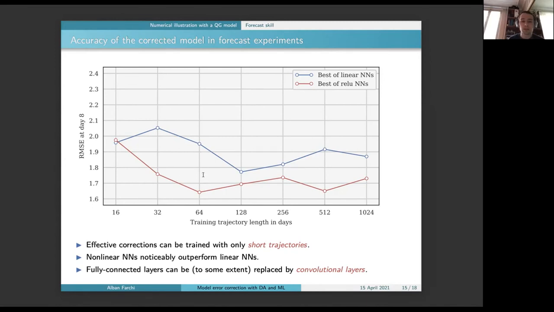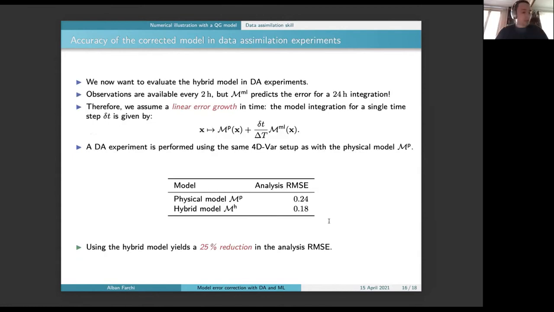Furthermore, we see that nonlinear neural networks noticeably outperform linear ones, which is a sign that nonlinearity plays a role in our inference problem. And this is not shown by this plot, but we have found that fully connected layers can be, to some extent, replaced by convolutional layers, which are more scalable to high-dimensional systems. So this concludes this first part for the forecast experiment.